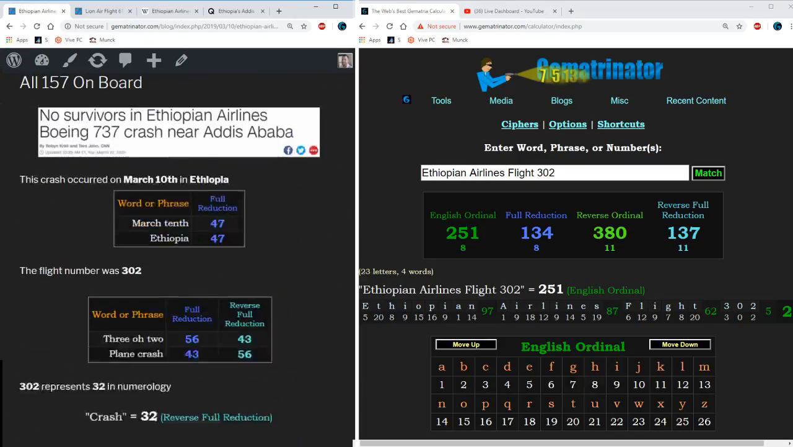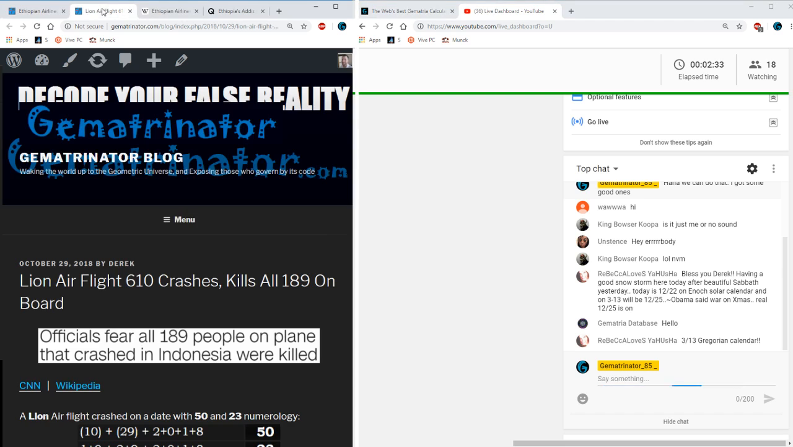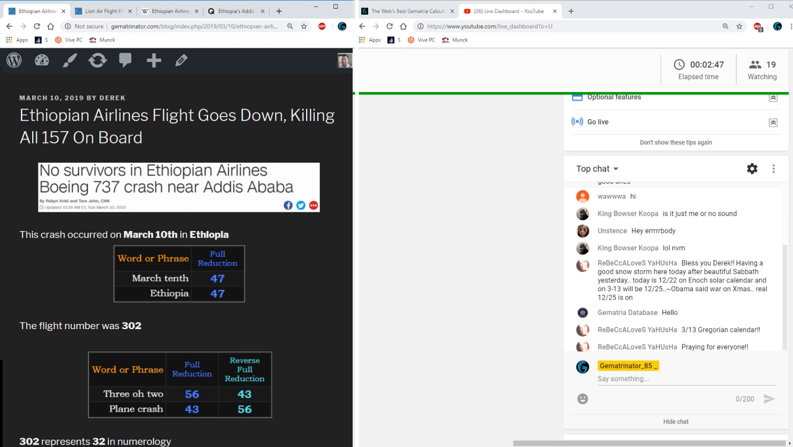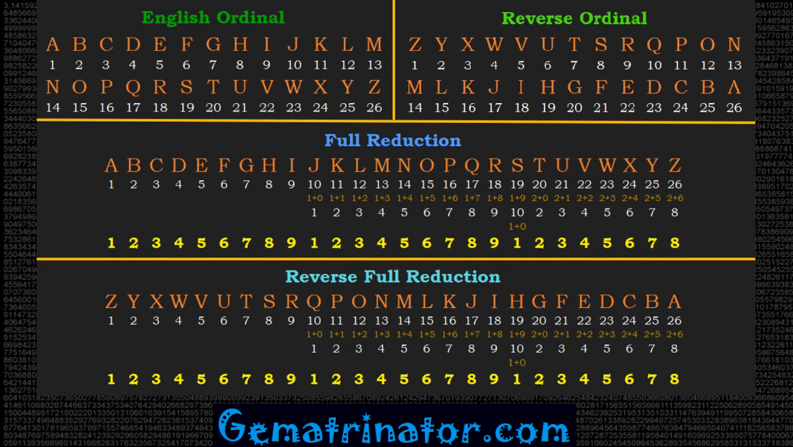What we're also going to be looking at is the Lion Air 610 plane crash from October 29th, which, to my memory, is the most recent major plane crash and is definitely numerically related to this one. So bear with me as I cover a lot of numbers in this video, but it should make a lot of sense to those who are familiar with the study.